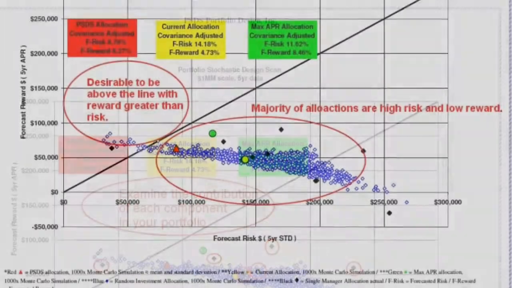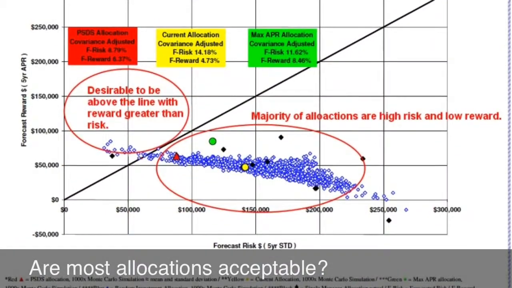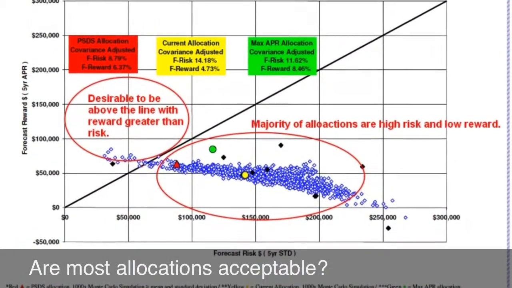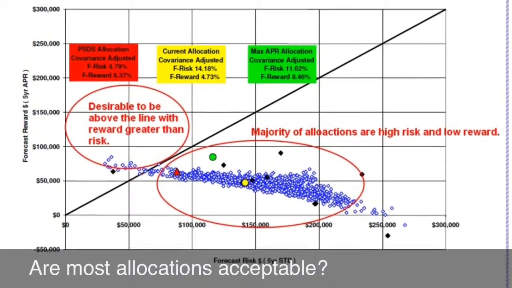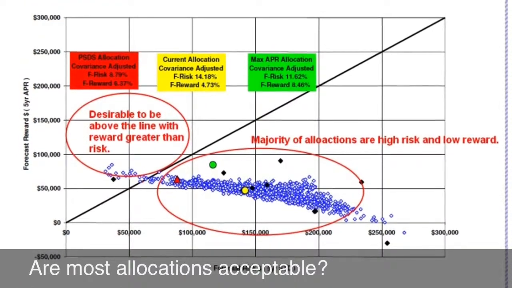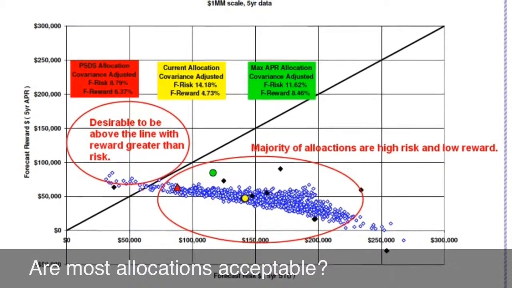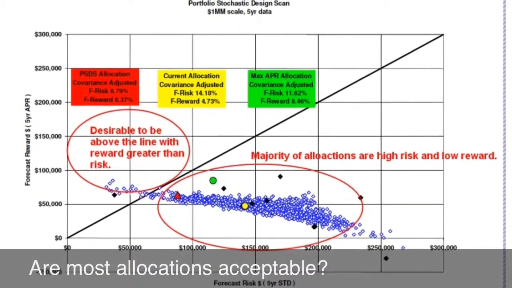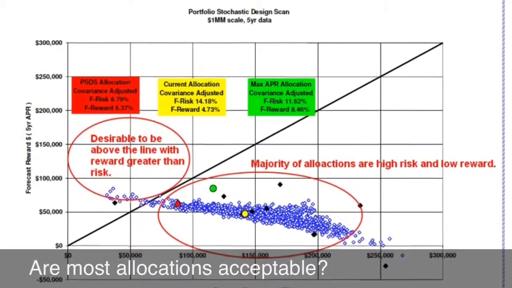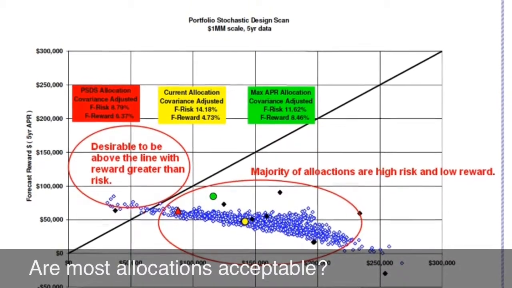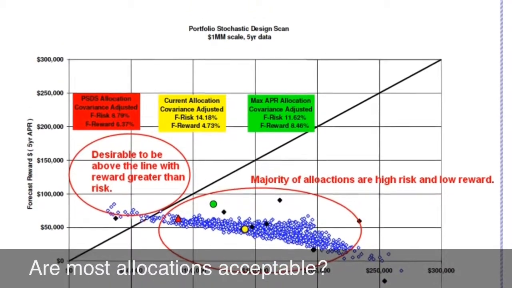All the other points, blue diamond, red triangle, yellow dot, green dot, represent 1,000 different portfolio allocations using the black diamonds. Looking at these 1,000 different allocations of your portfolio and the potential range of outcomes, you decide if the outcomes were acceptable for the time period, and see how your current allocation, the yellow dot, fared.